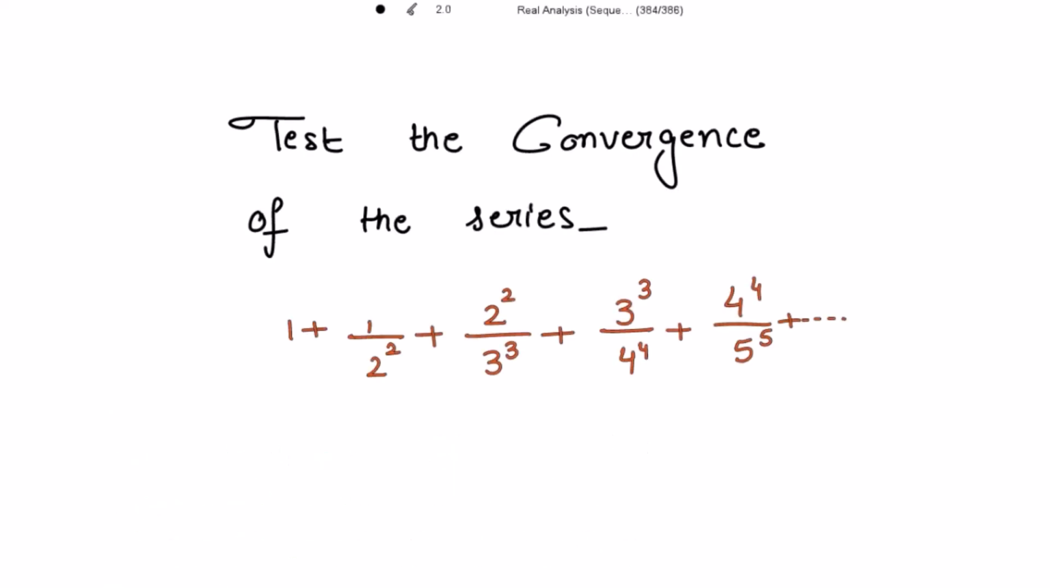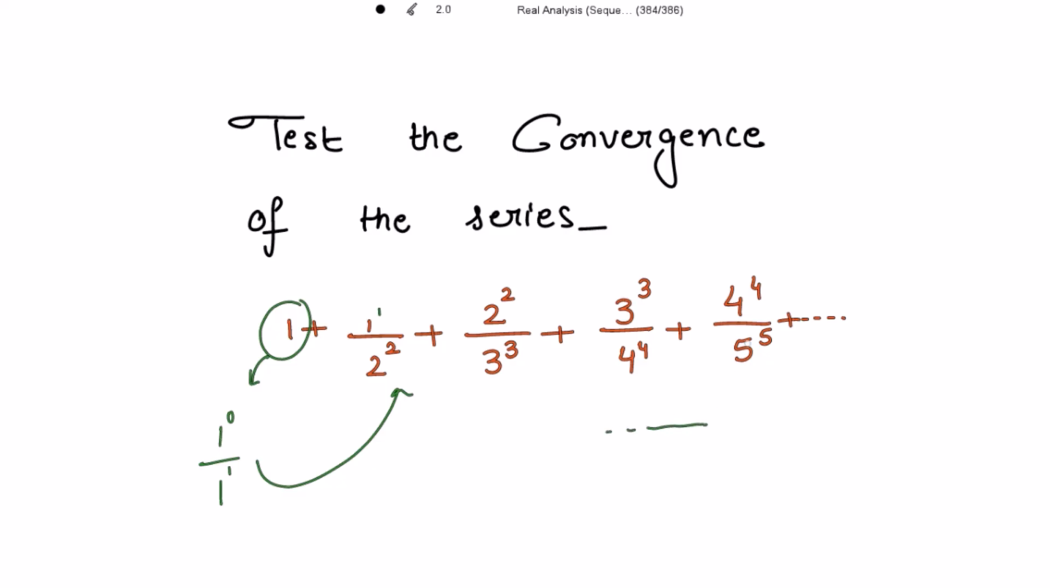We need to test the convergence of the series 1 plus 1 by 2 square plus 2 square by 3 cube and so on. If we omit this first term, then it does not affect the series, right? Because the series is infinite. Or you can also write this first term as 1 to the power 0 divided by 1 to the power 1, so that it looks similar to the other terms of the series. It is an infinite series, so you can also omit the first term.